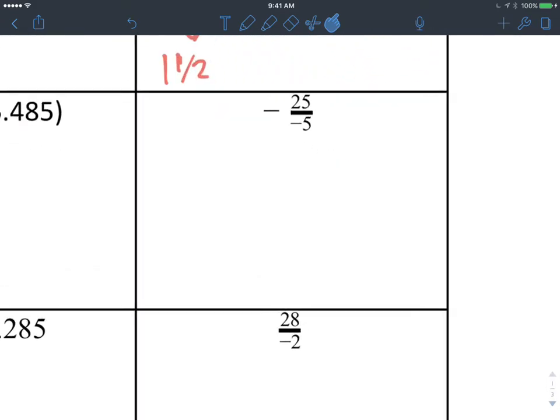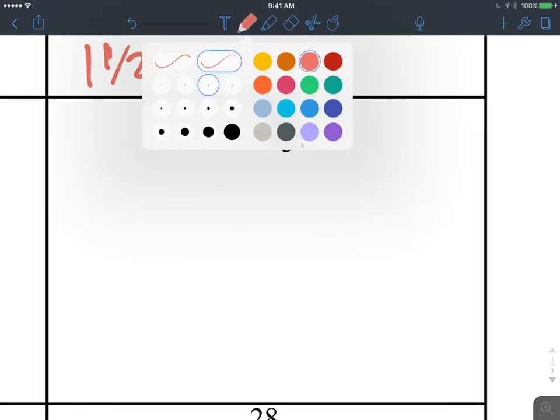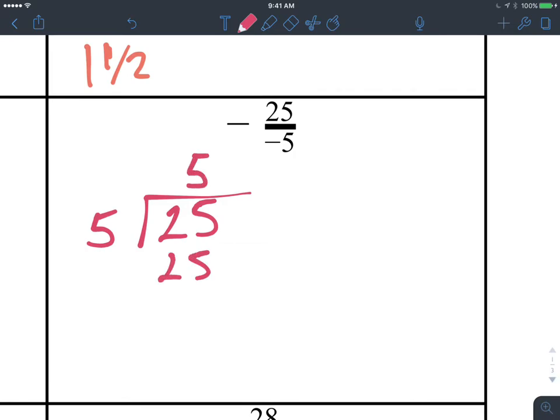Okay, now we're going to do the same thing for this improper fraction. We've got another improper fraction, so we're going to divide the numbers. How many times does 5 go into 25? Remember, I put the top number on the inside, bottom number on the outside. And 5 goes into 25 5 times evenly, with a remainder of 0.